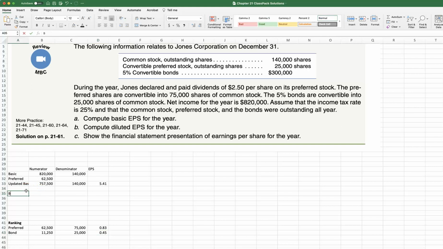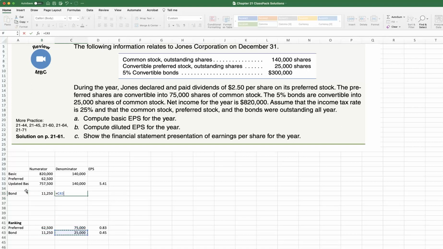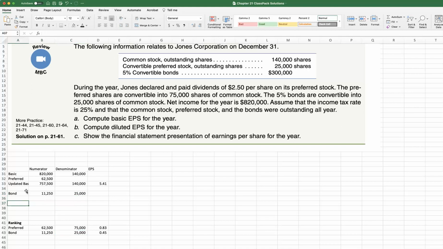And this is really important because, depending on the order you put these in, it could impact when things start to become anti-dilutive and you stop. So we'll put that bond impact in first. So I'm just going to pick up the information I had from below, the 11,250 and the 25,000, and I'll pause. And now I'll say, what is my tentative diluted? We know I'm not done yet.